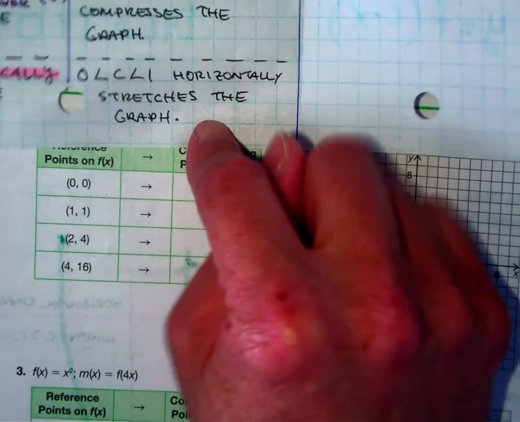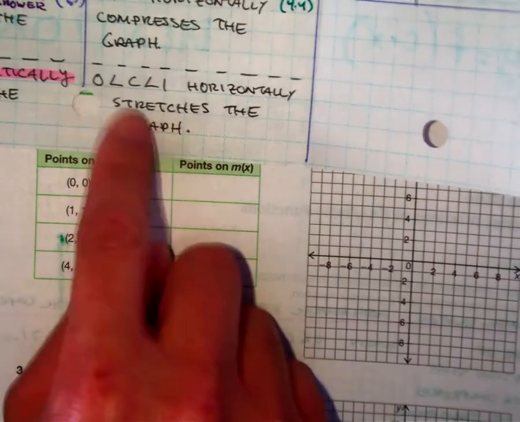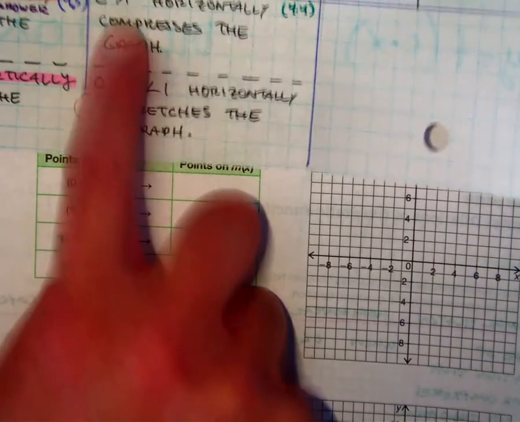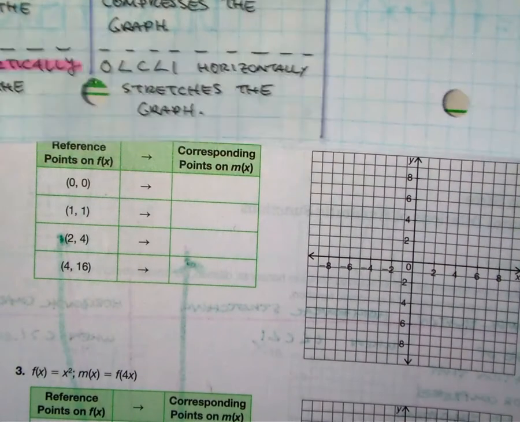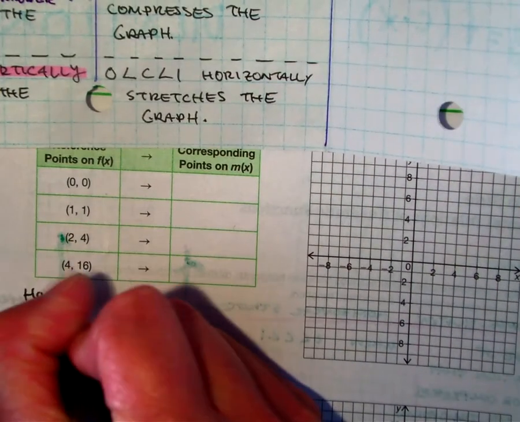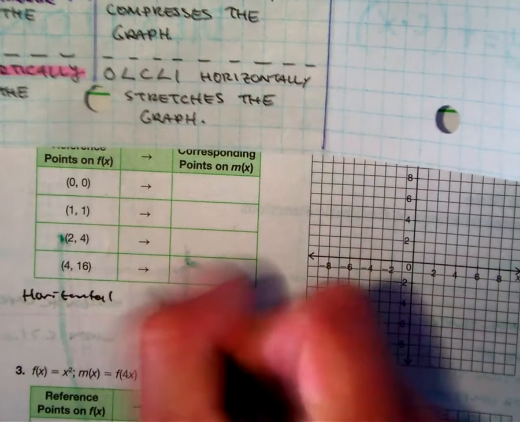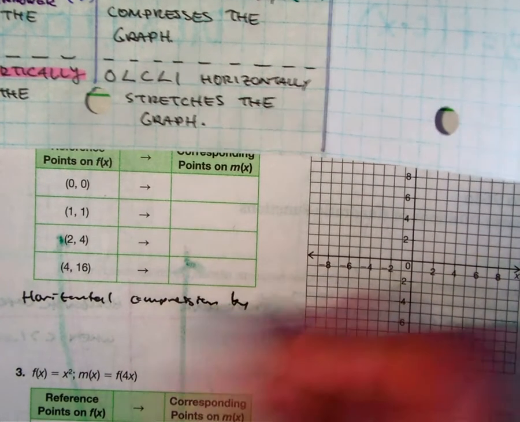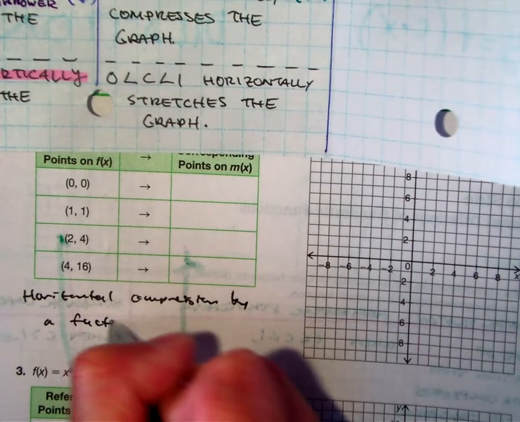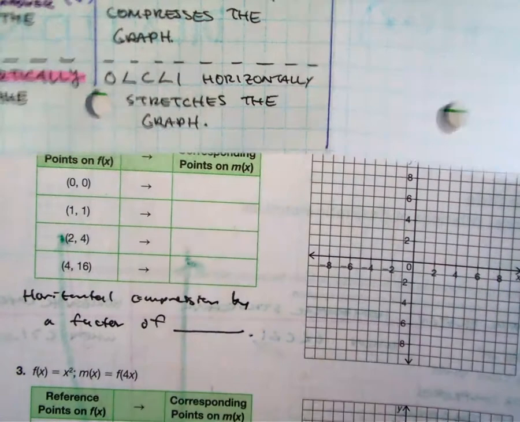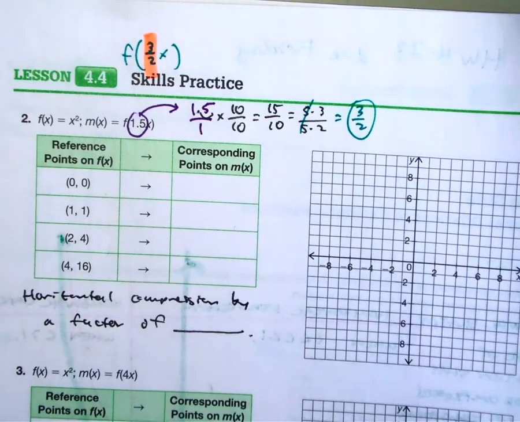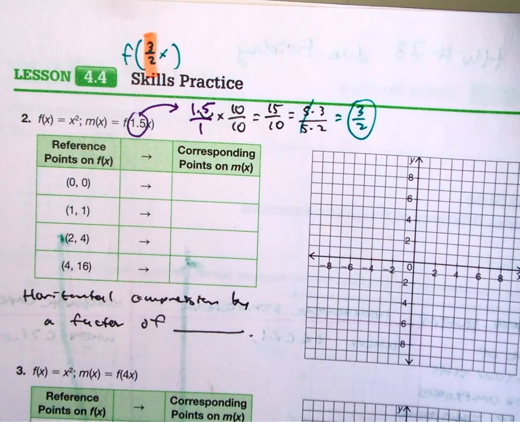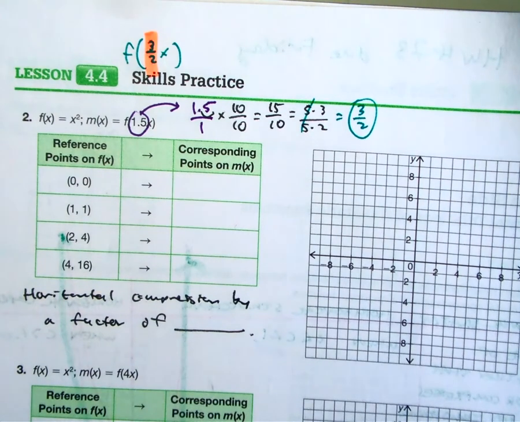Compress or stretch? Is 1.5 between 0 and 1, or is it greater than 1? Let's write that down. Horizontal compression by a factor of blank. Okay? Now we need to figure out the blank by figuring out our B value.